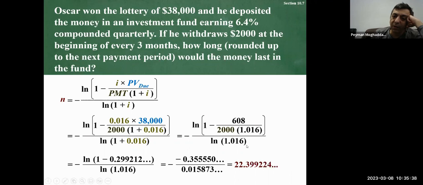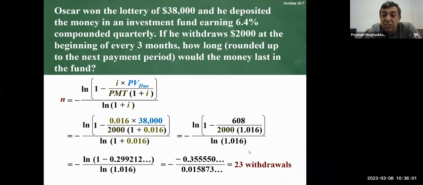Because we can't say he paid 22.39. That doesn't make any sense, right? So I said 23 payments, 24 payments, 22 payments, whatever. So 23 payments, 23 withdrawals. And now we want to know how long it's going to take. So we want to know what the 23 withdrawals are going to be, how many years. The withdrawal is done every 3 months, right?